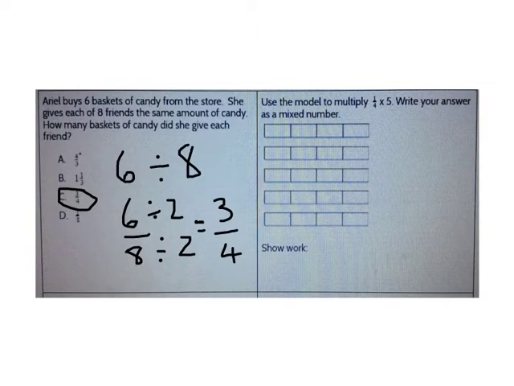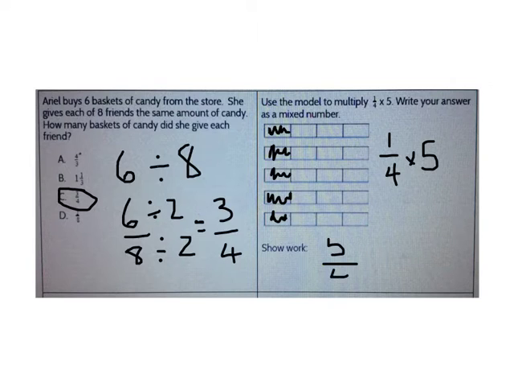Use the model to multiply 1/4 times 5. So go ahead and fill in 1/4 on each one of these 5 holes. This model shows 1/4 5 times. Now solve the problem. When I multiply 1/4 times 5, what improper fraction results? 5/4. 1 times 5 is 5, and my denominator stays the same.